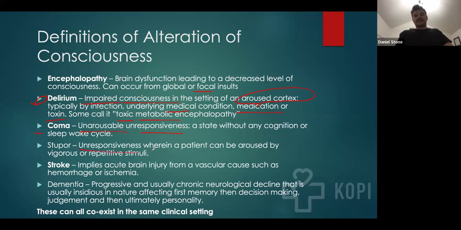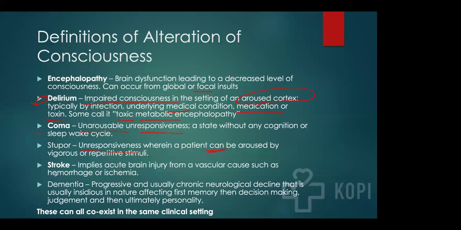Stupor is basically unresponsiveness, but a patient can be aroused. Stupor is usually what we see with toxic encephalopathies, intoxication. And stupor implies that the patient does have some degree of hemodynamic compensation, and or respiratory compensation, and they're not necessarily apneic or bradypneic.